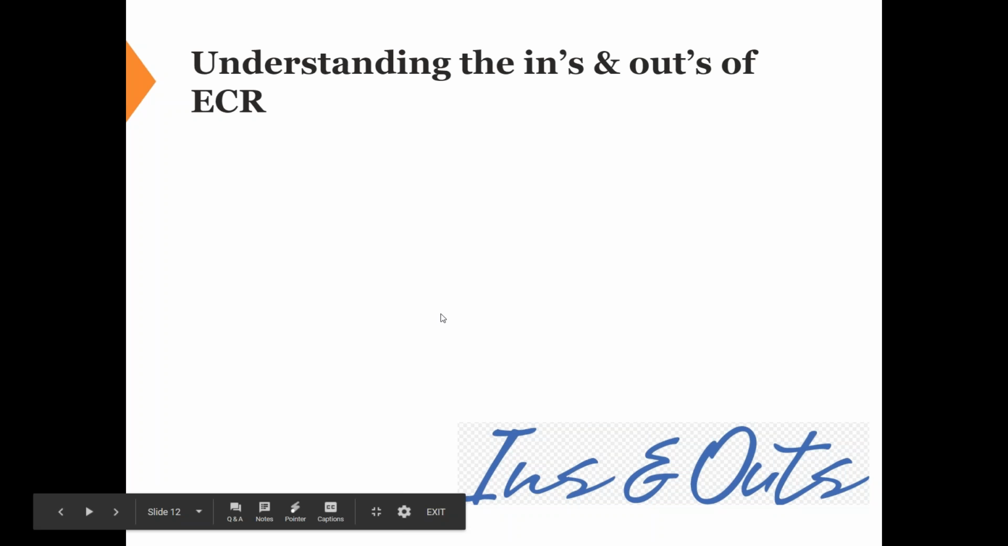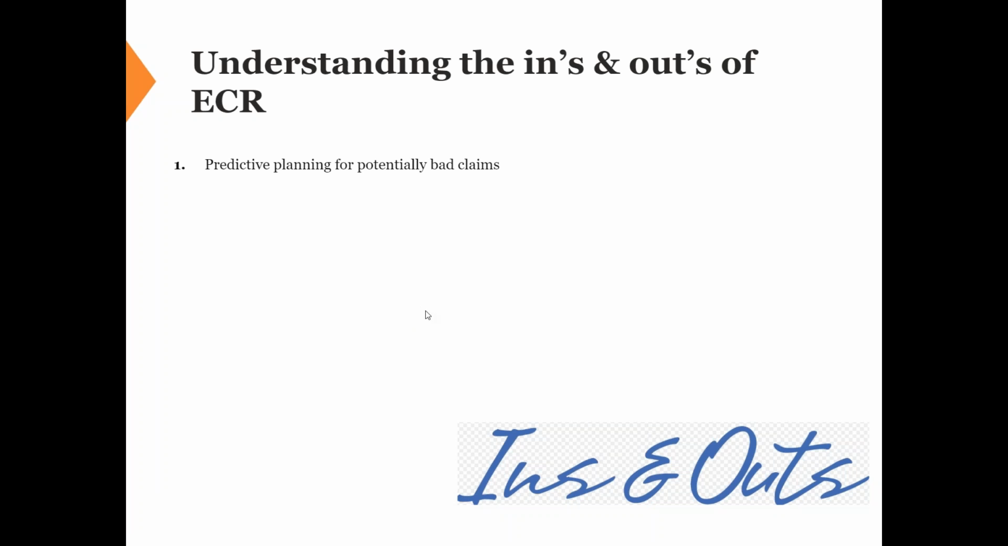So understanding the ins and outs of ECR. So predictive planning for potentially bad claims. Again, the department's looking at claims for the life of the claim. They're not looking at it necessarily right now, what's going on. So ECR reserves are updated monthly by the system or until a human case reserve looks at it. Once a human case reservist looks at a claim, it will never go back to the ECR system.